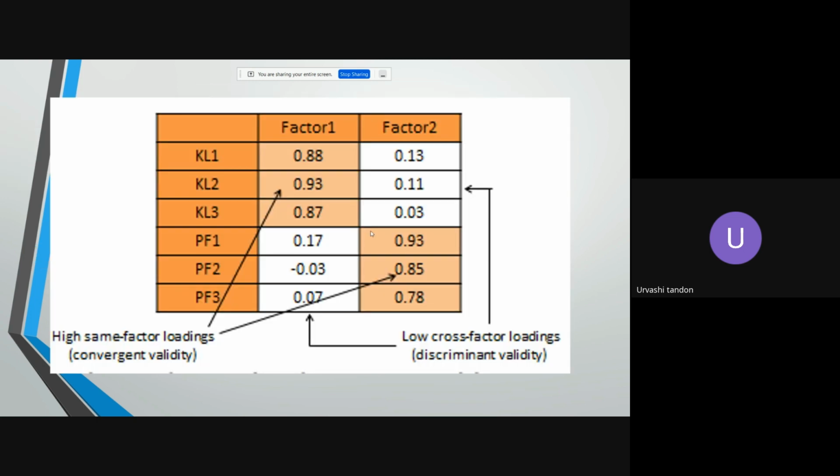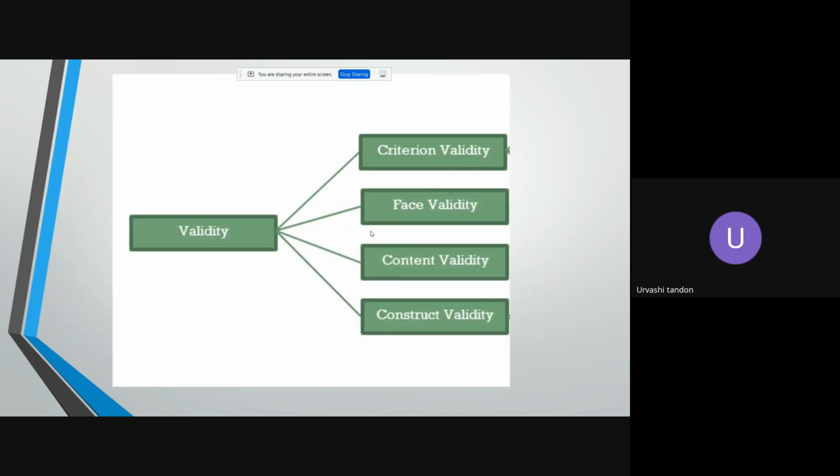Here also again, you can see KL1, KL2, KL3 is one factor, whereas PF1, PF2, PF3 is another factor. So you can see the relationships, right? They have fewer cross-correlations, and these items have almost similar loadings, indicating convergent validity. And cross factor loadings being different means discriminant validity. This is something which we have already discussed.